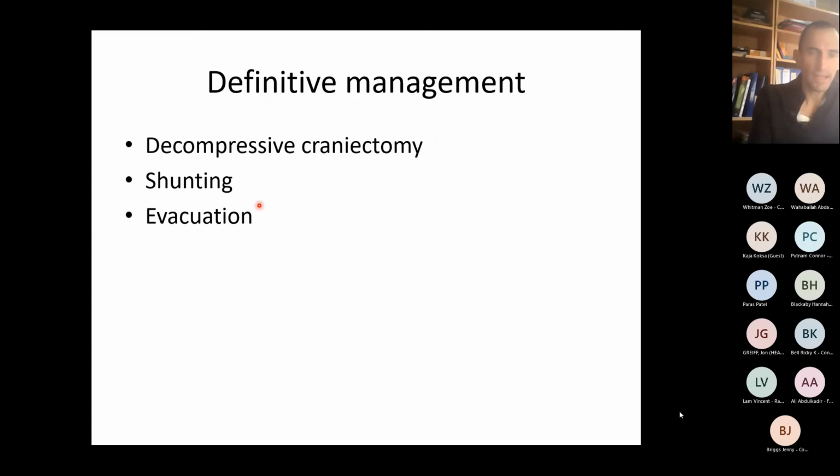Shunting. If you've got someone who's got raised intracranial pressure due to a hydrocephalus from perhaps an obstructing brain tumour or, in this context, a clot that's sitting in their ventricular system, putting in a shunt can help. A VP shunt might reduce the pressure, as can an extraventricular drain. But evacuation is the mainstay of treatment for most of our patients who've got intracranial injury. The typical is a burr hole, which is a hole drilled through the skull, and any clot or blood sitting there is suctioned out in order to give space for the brain.